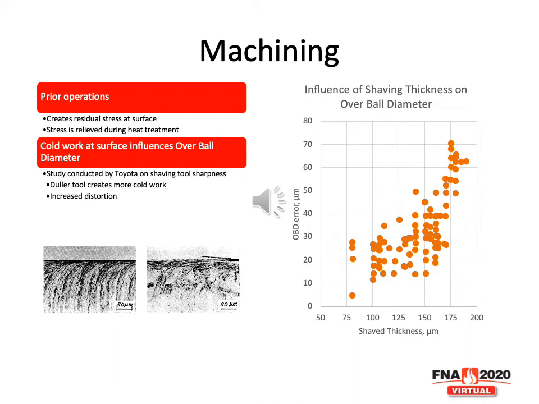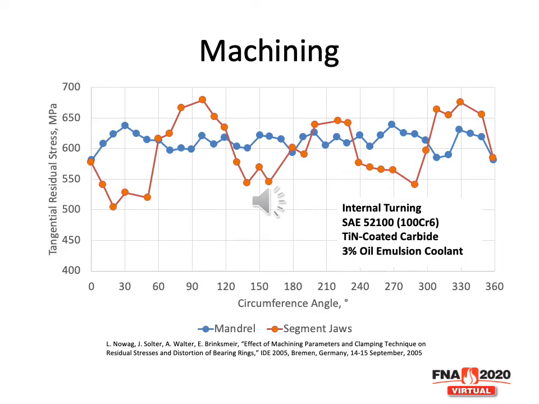For instance, when I'm looking at my cutting depth, the cutting depth strongly influences the amount of over-ball diameter distortion, because as I increase that depth of cut, the error goes up almost exponentially. Even how I grip the part, for instance during a turning operation, can have an influence on the amount of distortion that I'm seeing on my part.